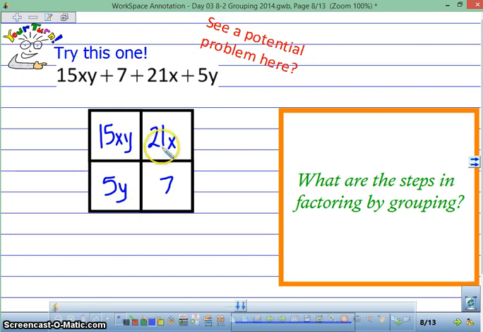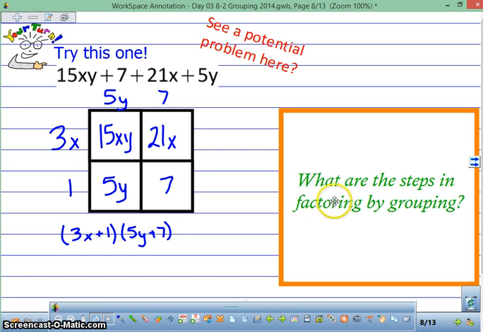15xy, 21x, 5y, and 7. Greatest common factor here, we've got a 3x. Greatest common factor here, there is none, so we put a 1. Greatest common factor here, 5y. Greatest common factor here, 7. Now we double check. Do I get 15xy? Do I get 21x? Do I get 5y? Do I get 7? Yes. So here's my factors. 3x plus 1 times 5y plus 7.